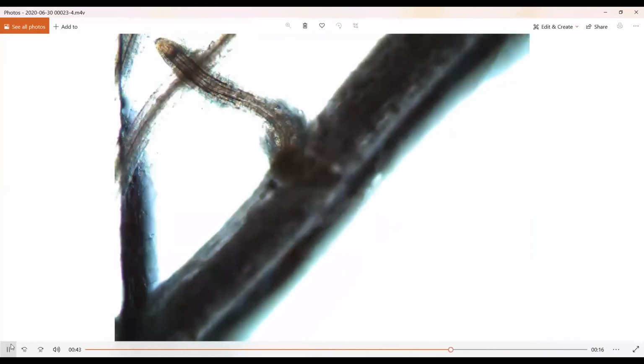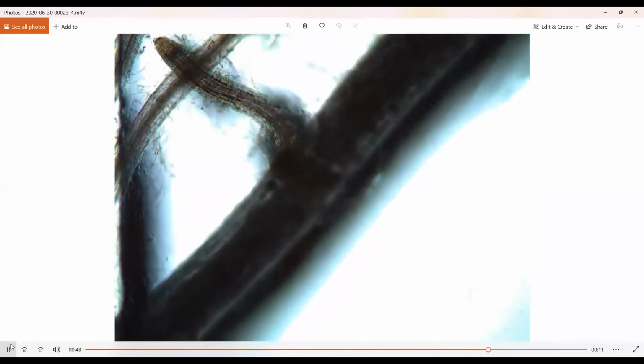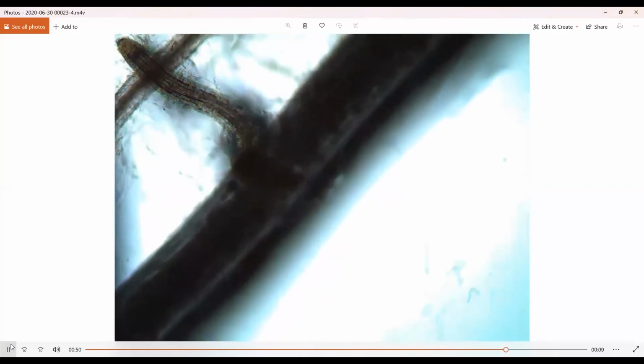Here it is at lower magnification. You can see that little branch root coming out from the main root. But otherwise, there are similar structures as what I was showing you for the grass root, similar sorts of structures of the root tip.